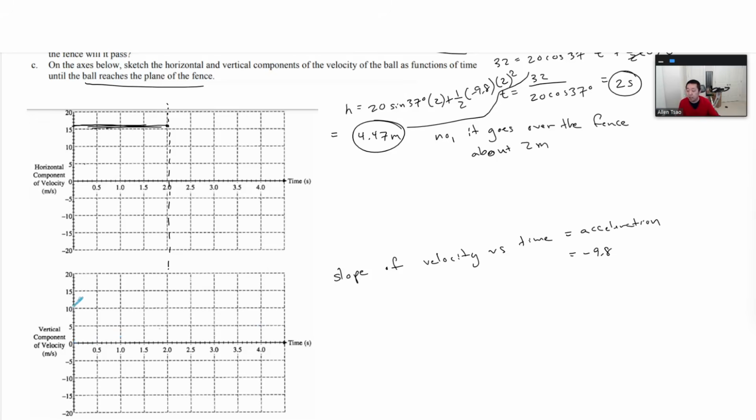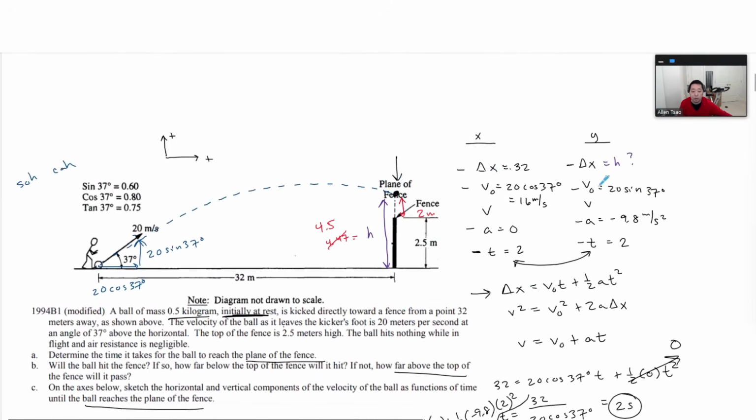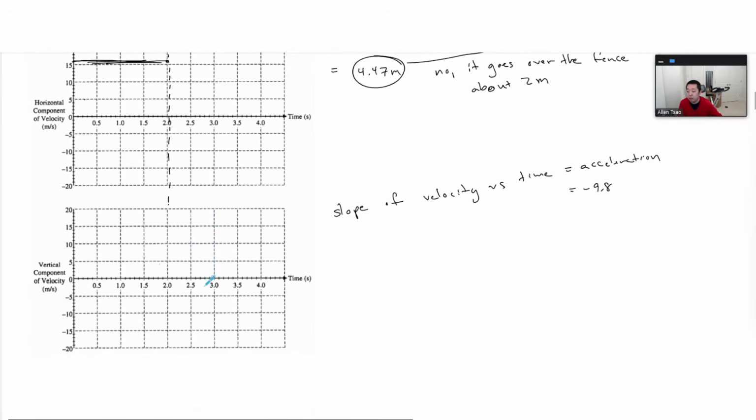So let's take a look here. Initially, the initial velocity, what we found here was 20 sine 37 degrees, and let's just compute that. That's about 12. So we know that at time 0, it was at 12 meters per second, right around there. And then the slope should be going down and to the right. You can make this negative 10 meters per second squared. That's close enough. So every second, it should drop 10 meters per second.